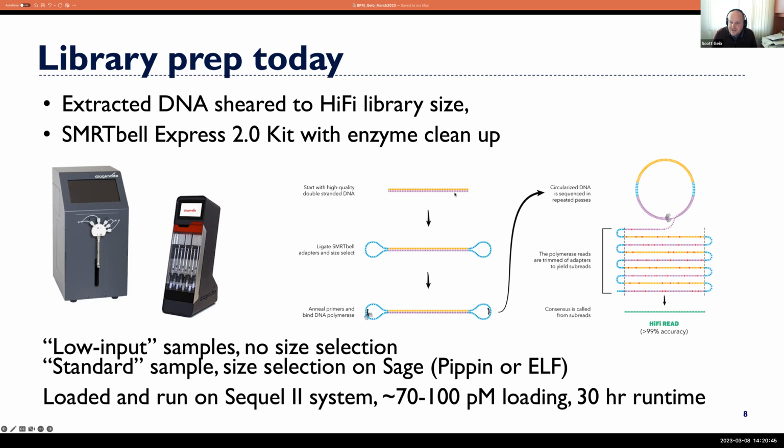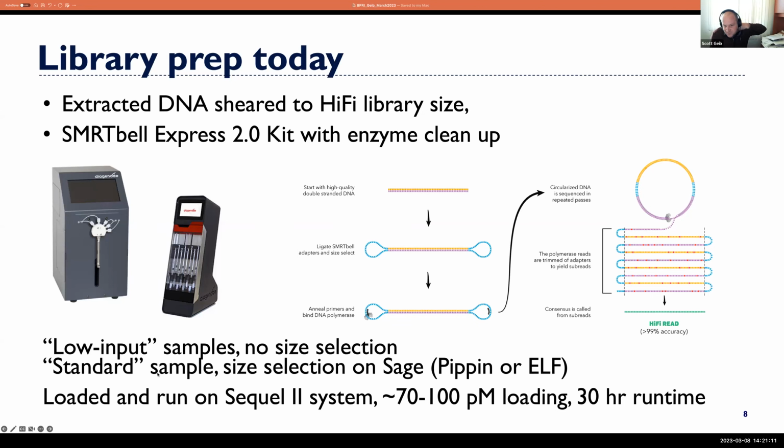So you shear the DNA down to your 10 to 20 kb size. You put on these SMRTbell adapters. The polymerase binds to the adapter. And then this becomes a circle. And so what you're doing is you're reading off these reads over and over and over again. So you get the positive and negative strand of the read, which is then used to create a consensus read with very high accuracy.